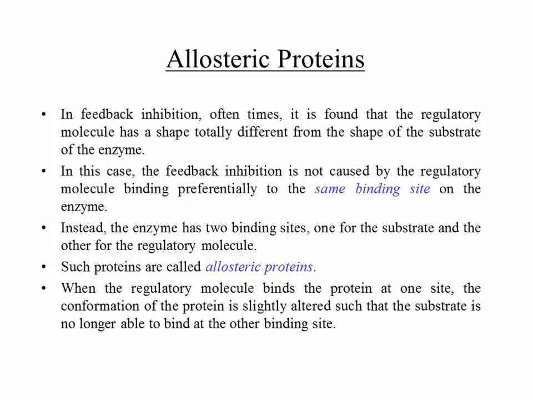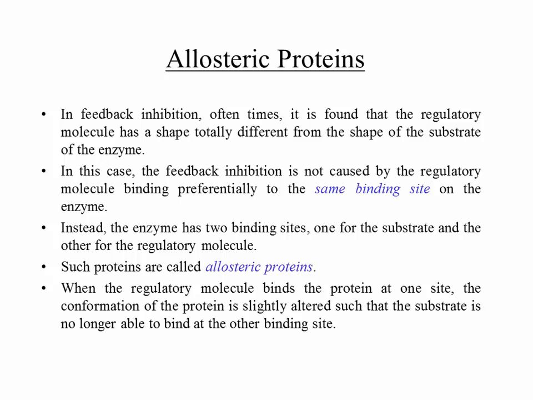Now, in feedback inhibition, oftentimes it is found that the regulatory molecule has a shape which is totally different from the shape of the substrate of the enzyme. Right? So normally you think that the substrate and the regulatory molecule are competing for the same spot on the enzyme, and therefore, if you have the regulatory molecule, the substrate cannot be processed. Right? However, in this case, the feedback inhibition is not caused by the regulatory molecule binding preferentially to the same binding site on the enzyme.